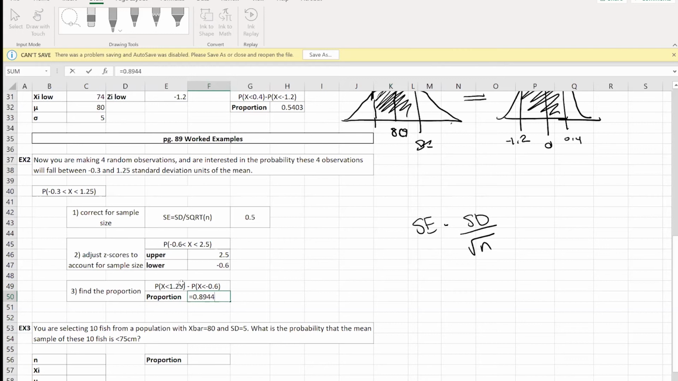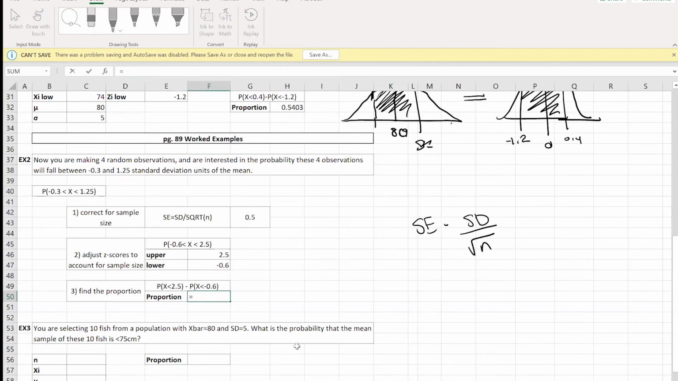2.5. Oh, you're right. Sorry. It is. Oh, yeah. I'm sorry. I was just looking at the original one. You're right. This is 2.5. That's what we've just corrected for.